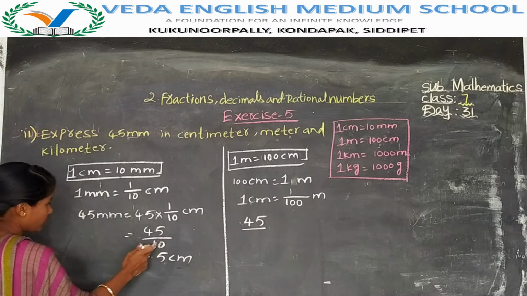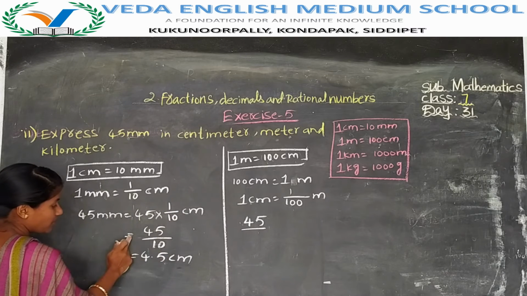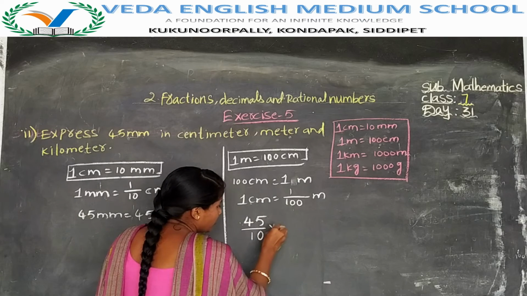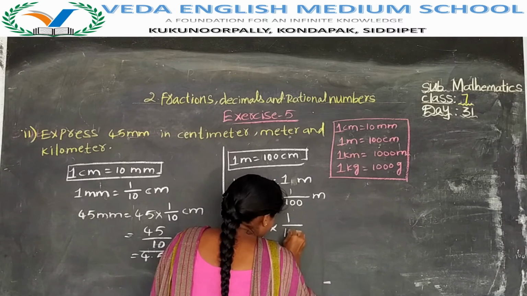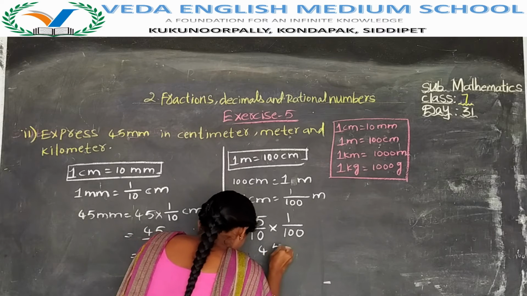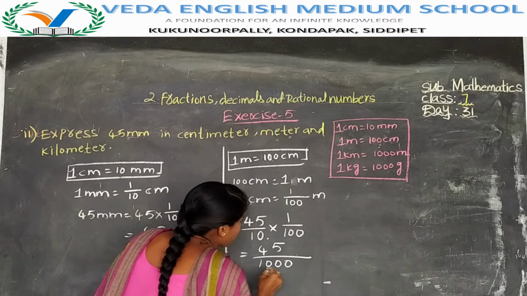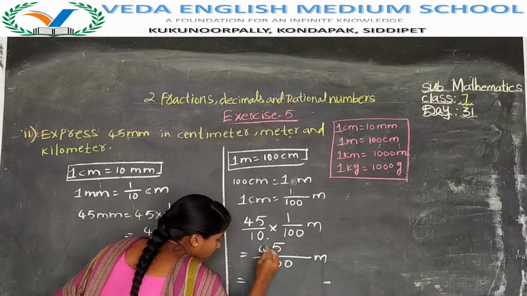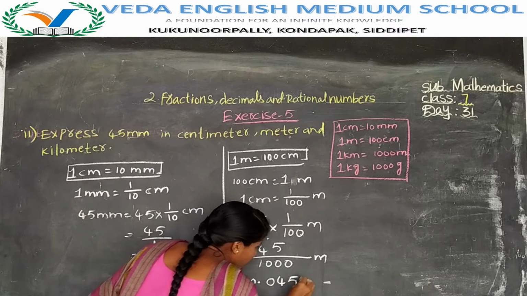Millimeters into centimeters we got 45 by 10. So 45 by 10 into 1 by 100 meters. Now multiply. 45 by 100 into 10, that is 45 by 1000. It is in meters now. Here there are 3 zeros, so the answer is 0.045 meters.